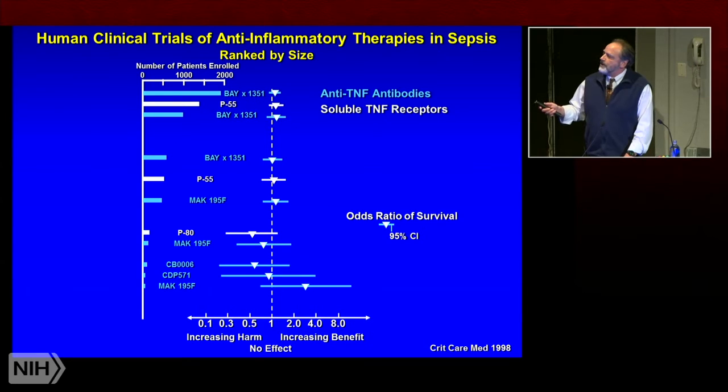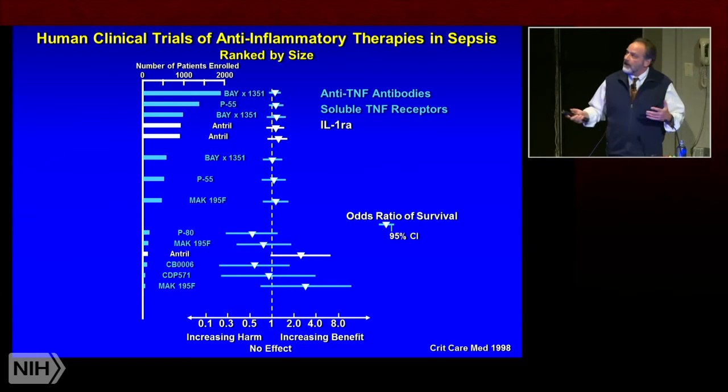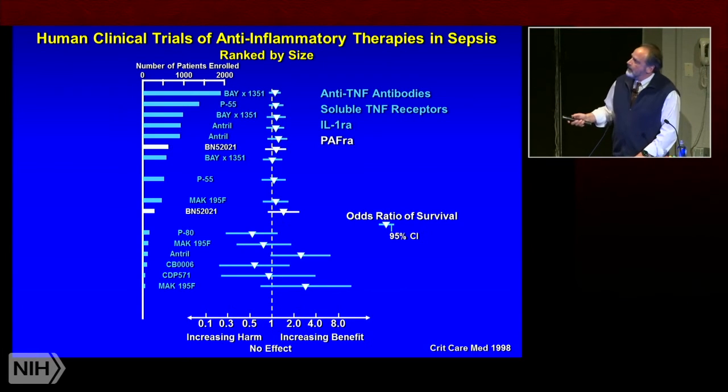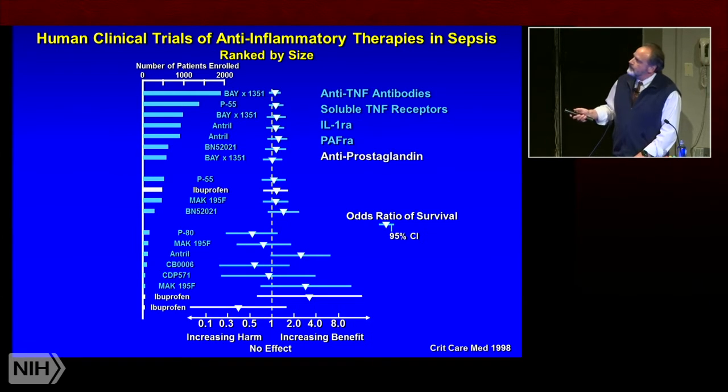Large trial again, a small beneficial trend. And shown in white here, I now have turned the antibodies blue, and now the new treatment, the soluble TNF receptors, are white. And you see the same beneficial trend, and when you get to smaller trials, the effect is more variable. And if I look at IL-1RA, which is another anti-inflammatory agent, I found the same trend. And PAF receptor antagonist, another anti-inflammatory agent, the same trend. And antiprostaglandin, again, we found the same trend. And antibradykinin, again, the same trend.